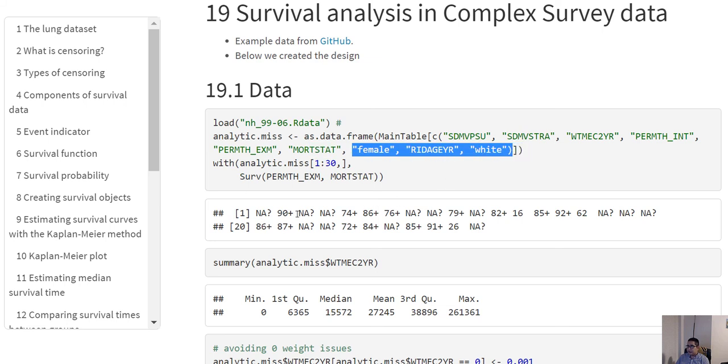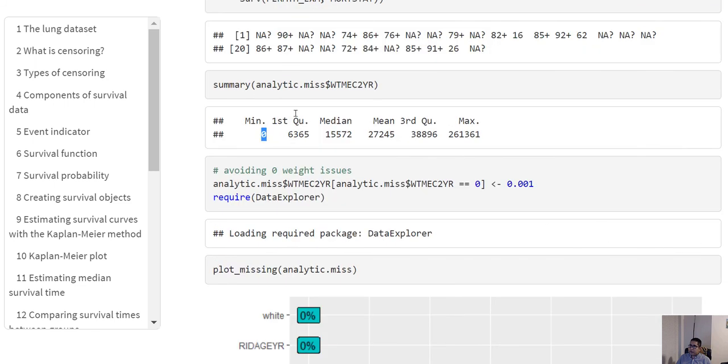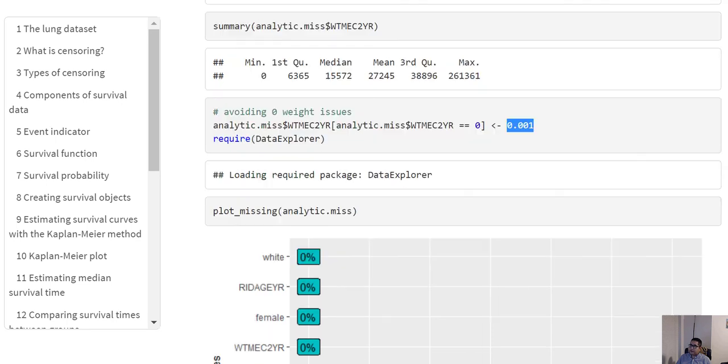And in here, when we take a look at the first 30 rows of the data set, there were some missing values, but there were some censored values as well. This 90 plus was a censored value. This 16 was not a censored value, by the way. So this was an observed event. And we noticed that there were 0 weights assigned in this MEC weight. So just to avoid the problems associated with 0 weight, we assign a very small weight, and that will make some of the problems associated with the survey package go away.